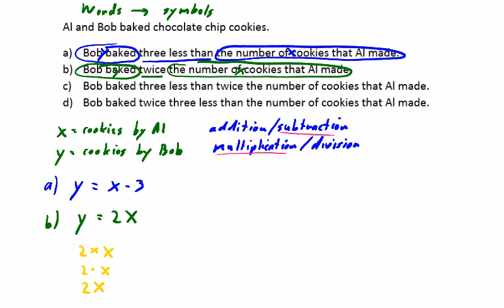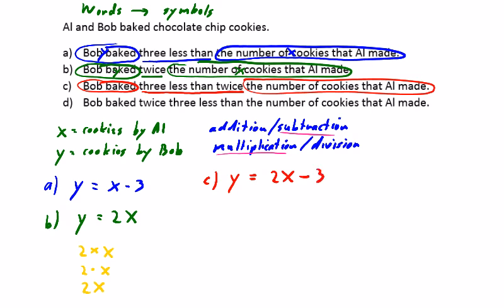Let's look at case C. Bob baked, once again that will be Y, 3 less than twice the number of cookies that Al made. All of that is x that I just circled. So what we're focusing on is 3 less than twice x. So let's try to write that out. Y is, could be the equal sign, 3 less than twice x. Well, this implies that we first need to find out what twice x is, and then we need to take 3 less than that. So we first have to multiply and then subtract.